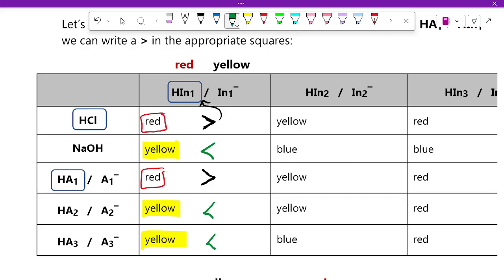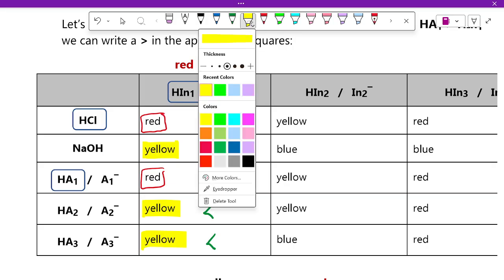Could you figure out those arrows for HIN2? First of all, figure out the colors for each of the two species. I know you did it yesterday, but see if you can do it fresh today. What color is HIN2? Yellow. HIN2 is yellow.